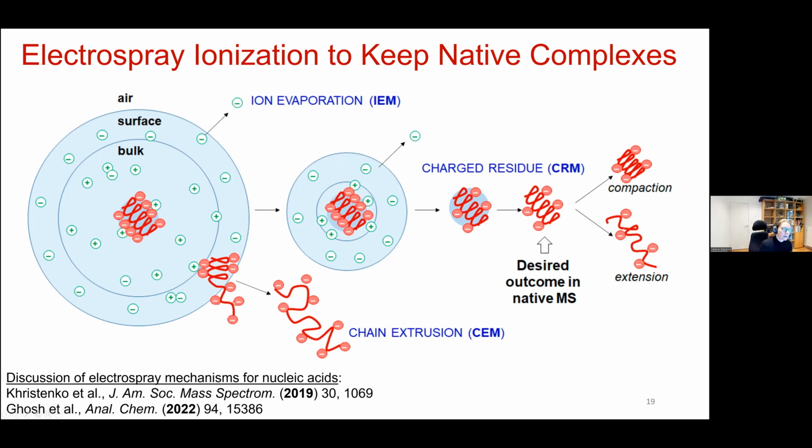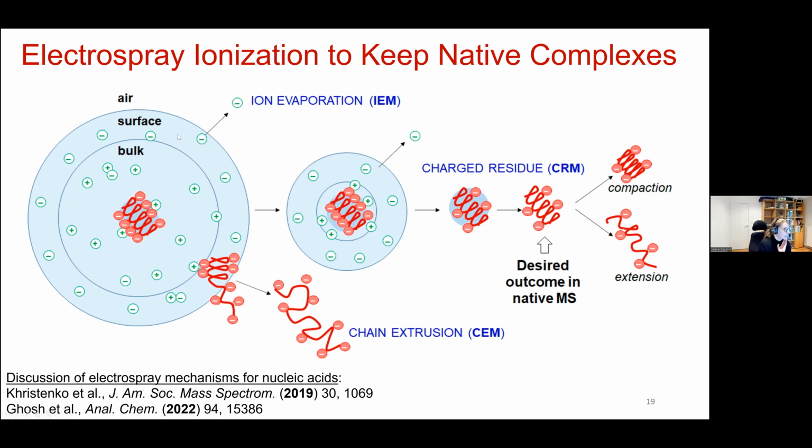I may tackle that in the ion mobility section, but basically the first message is that you want to have this charged residue mechanism. If you have chain extrusion, there is a high chance that it's going to unfold, and it may disrupt the native interactions and lose the specificity of your complexes, despite the fact that you would get higher signal. So you have to make a trade-off.